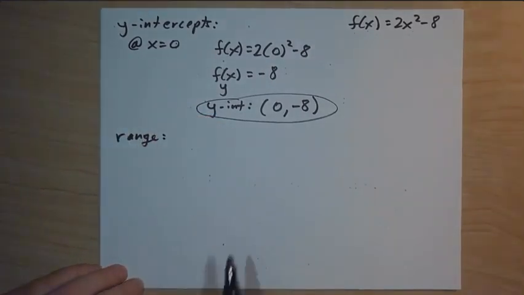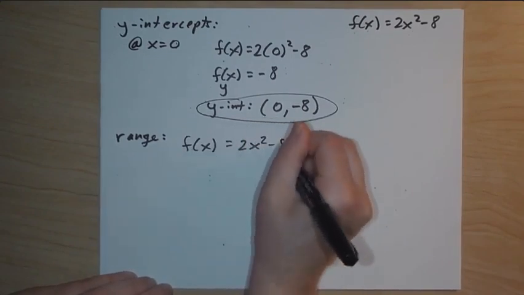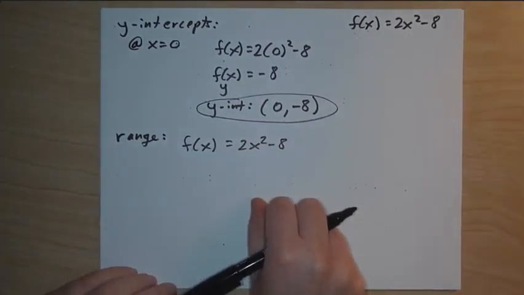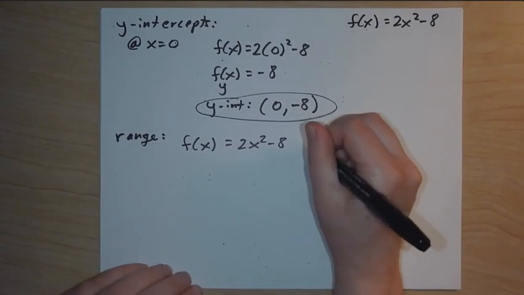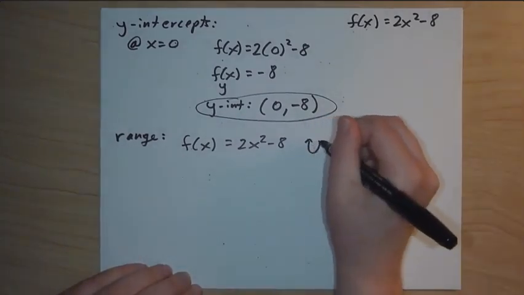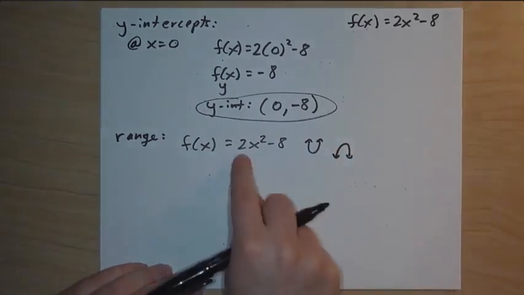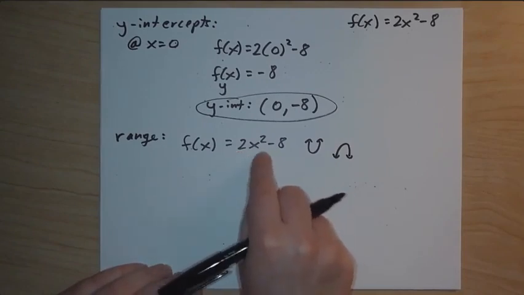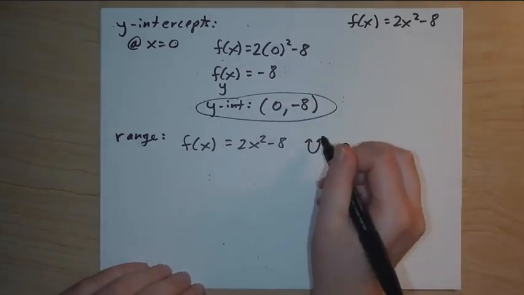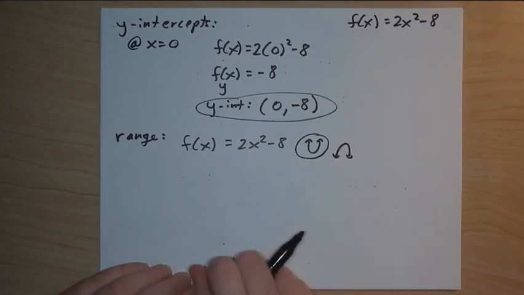So our range is our list of possible y values. If we have our function f of x equals 2x squared minus 8, if you graph this, you'd have a parabola. And there's two versions of a parabola. There's a parabola that goes upwards like this, an open bowl. Or there's the one that goes downwards like this. The way you can tell is if there's a negative in front of this x squared. Since there's no negative in front of this x squared, it's going to be the positive version, which is the upwards bowl. If it was negative, it'd be going downwards.